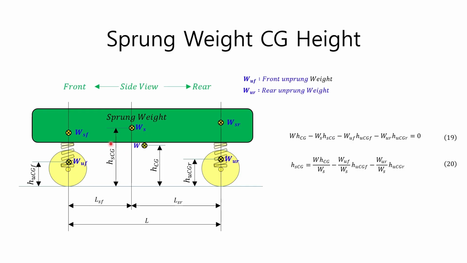WSHSCG, the moment generated by the front axle unsprung mass, WUFHUCGF, and the moment generated by the rear axle unsprung mass, WURHUCGR, we can obtain equation 19. Rearranging equation 19 for the height of the sprung center of gravity, HSCG, we can obtain equation 20.